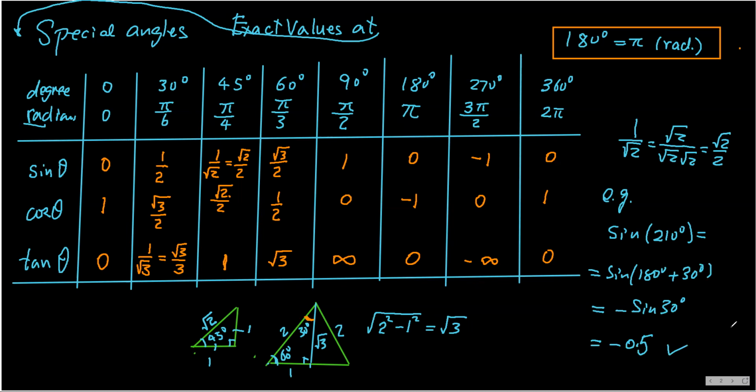Okay, that is an important function of special angles. And another thing is called a graph. Graph is very important. Okay, that is a graph of sine theta, cosine theta, and tan theta.